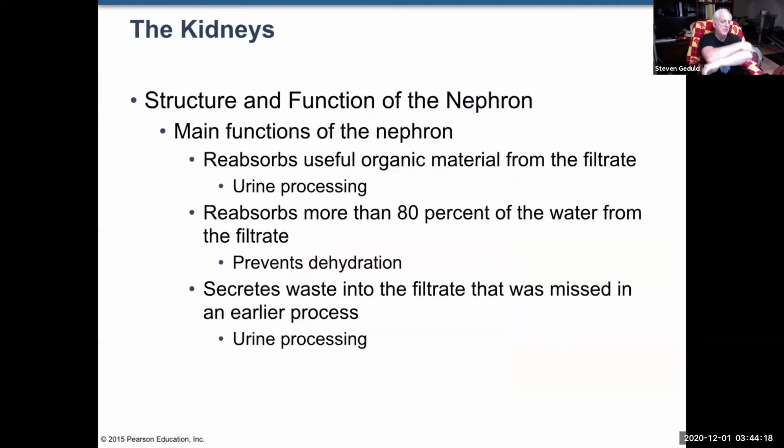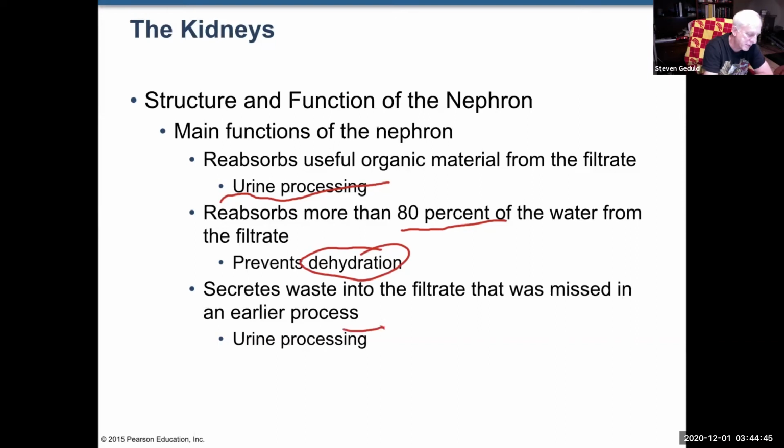Okay. So the main function of the nephron, it resorbs useful organic material from the filtrate, and it processes urine. That's the main function of the nephron, to process urine. It resorbs more than 80% of the water from urine. Okay, that prevents dehydration of the body. Secretes waste into the filtrate that was missing in the earlier process. So the big thing is urine processing. So it reabsorbs more than 80% of the water that's gone in through it.